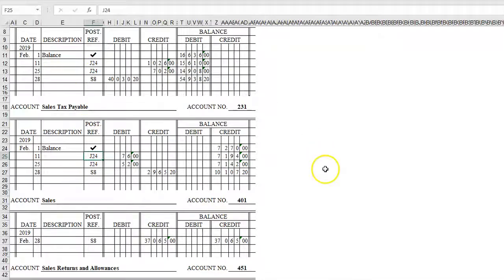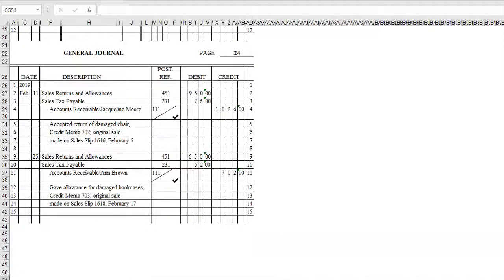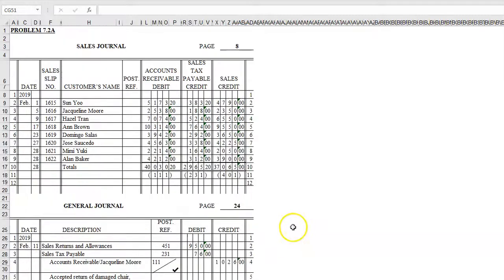This is what your amount should look like when you're done. That's going to be your accounts receivable balance. This is going to be your sales tax payable. And we did two things here: we did this sales return and allowance. So where does the $29.65 come from? That means it comes from up here. Sales tax payable credit, $29.65. That's where that came from.